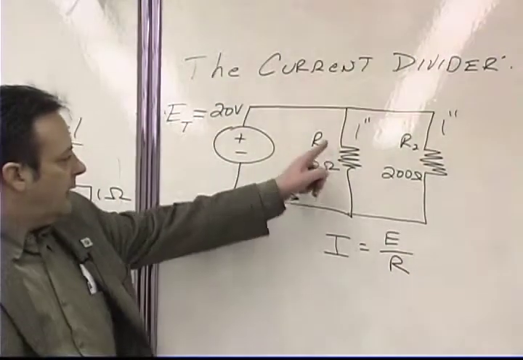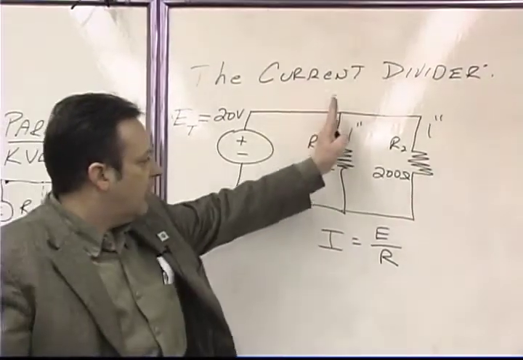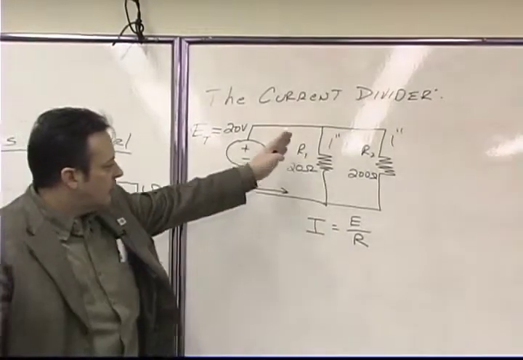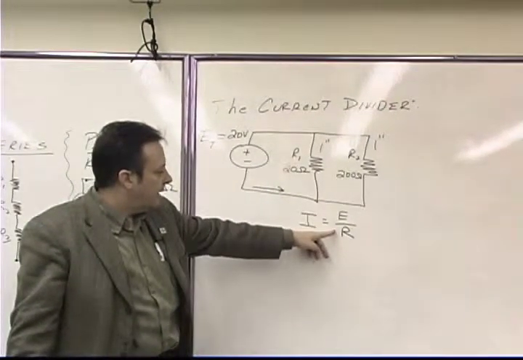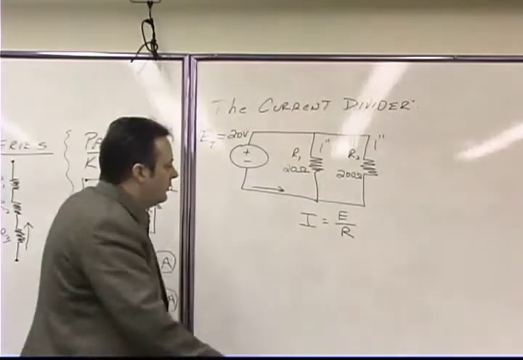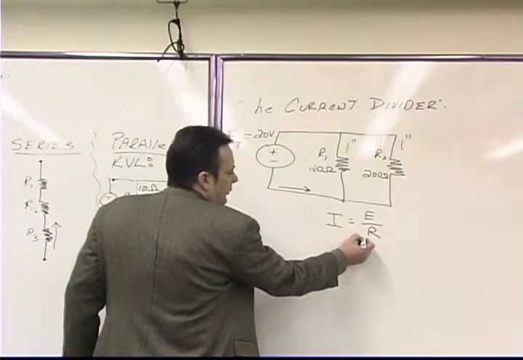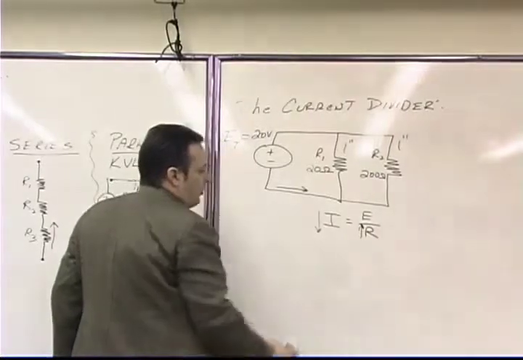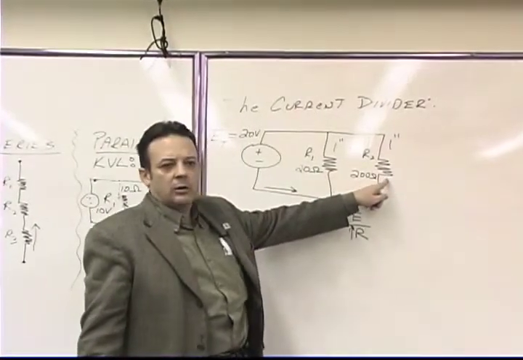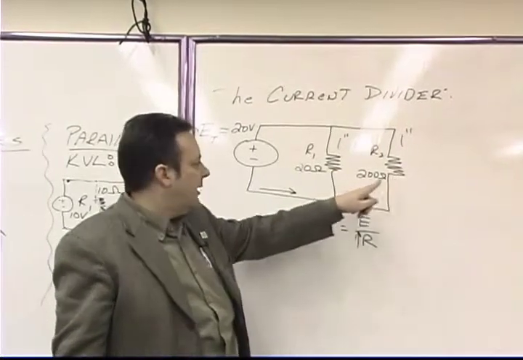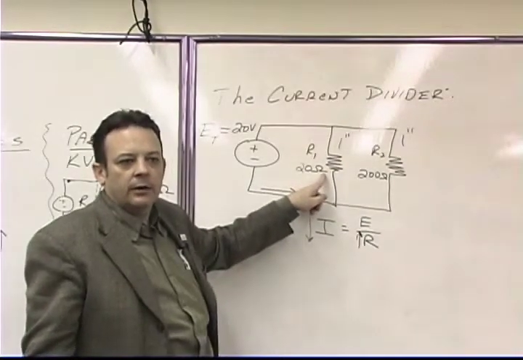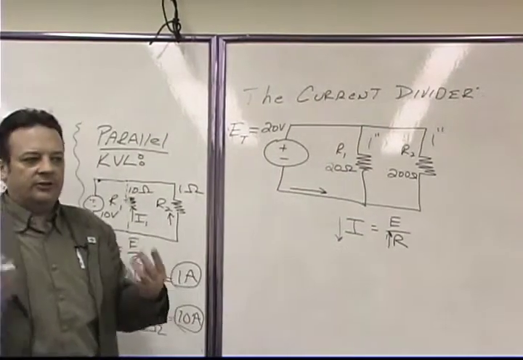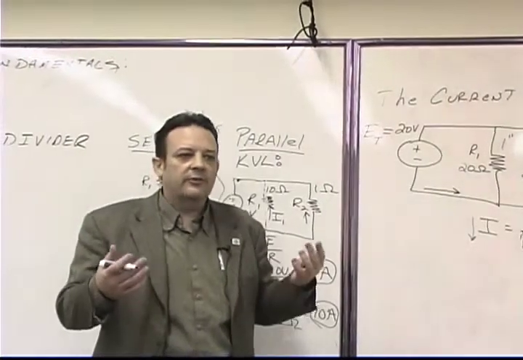So in branch number 1, and by the way, we call each one of these vertical legs branches, we've got a resistance of 20. In branch number 2, we've got a resistance of 200. So if the resistance goes up, the current does what? The current goes down. So we'd assume that we would have a lower current flow in this branch, and a higher current flow in this branch. This circuit is the simplest example of what we refer to as a current divider.